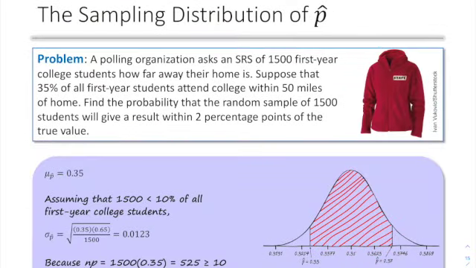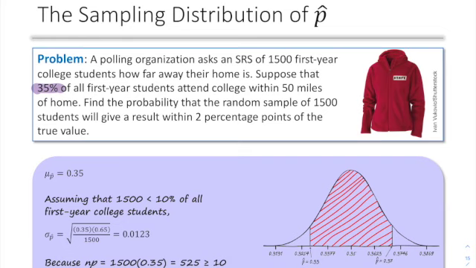But what we're actually wanting to do is find probabilities. So here, a polling organization asks a simple random sample of 1,500 first-year college students how far away their home is. Suppose that 35% of all first-year students attend college within 50 miles of home. Find the probability that a random sample of 1,500 students will give a result within 2 percentage points of the true value. So our center is going to be 0.35, because it's going to be the same as what is given here.